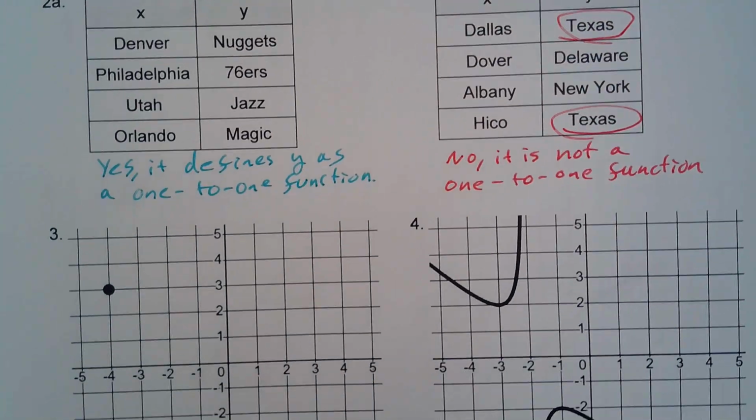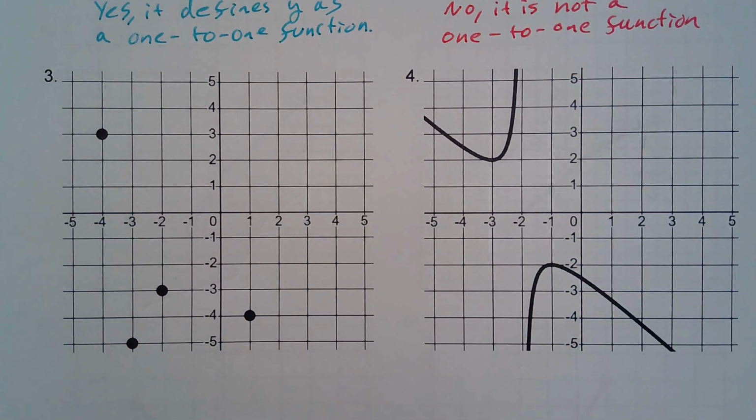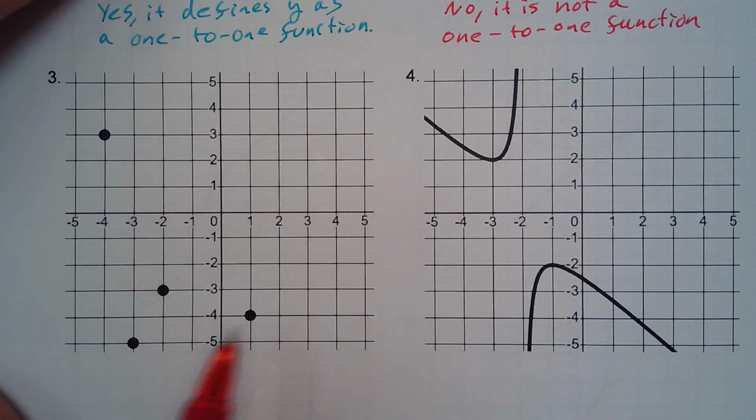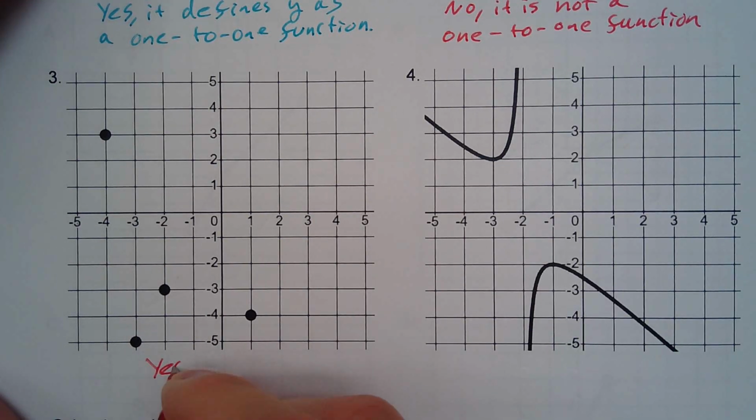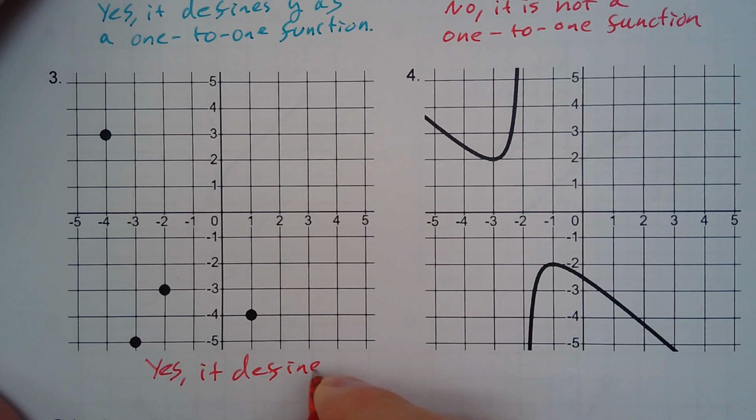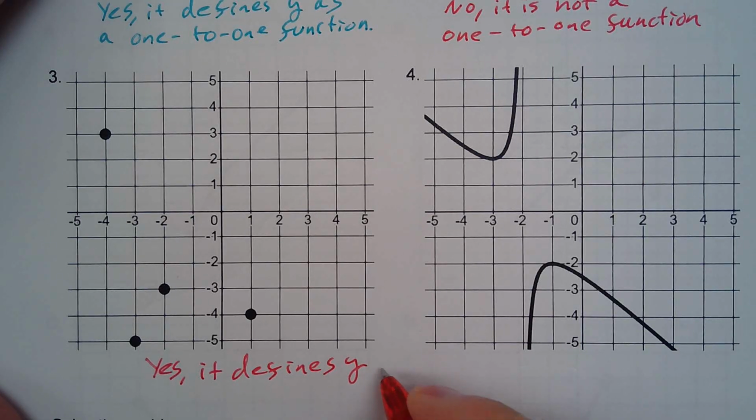All right, let's move on to number 3. If you look at this, each horizontal line passes through at most one point. So yes, it defines y as a one-to-one function.